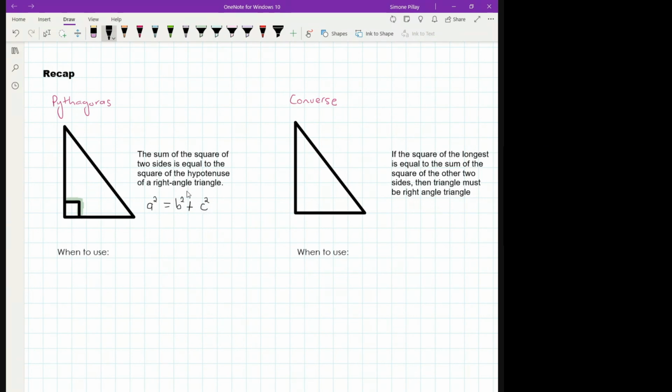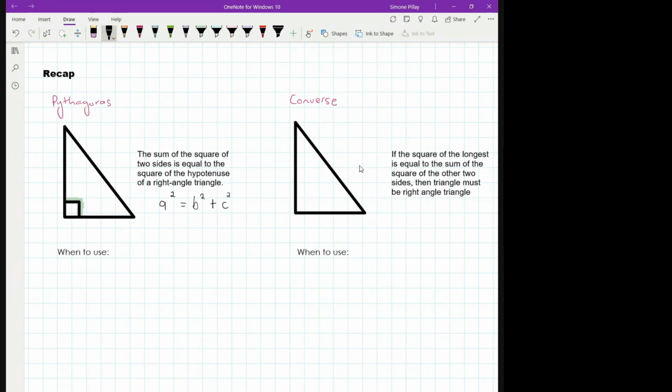Okay, so let's read that again. The sum, so we have a sum, and it's the square of two sides. And in this case, our two sides are going to be labeled B and C. And so this sum is equal to the square of my hypotenuse of a right angle triangle. So this is the theorem of Pythagoras.